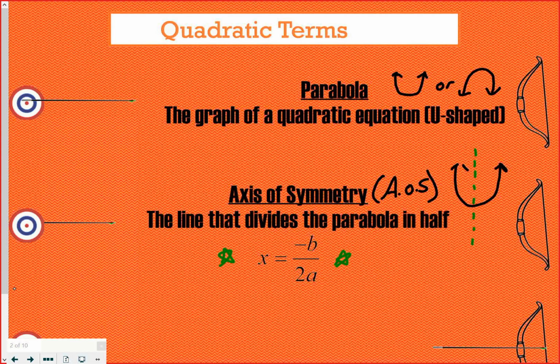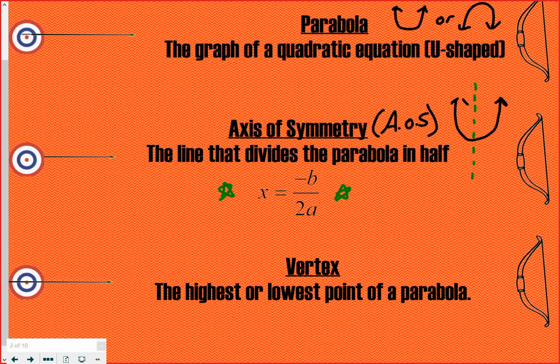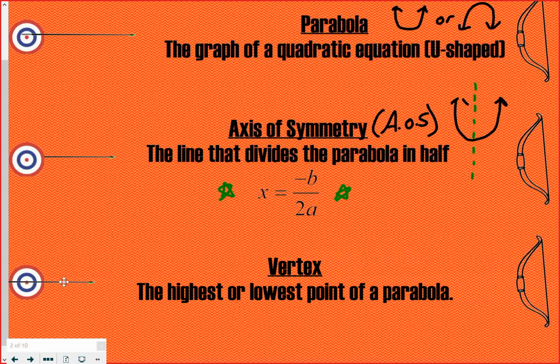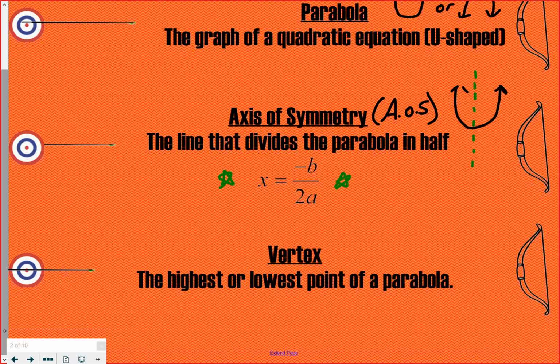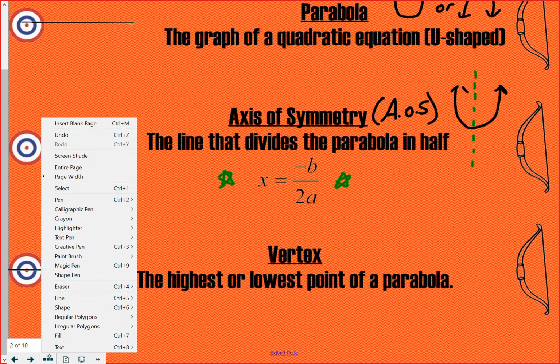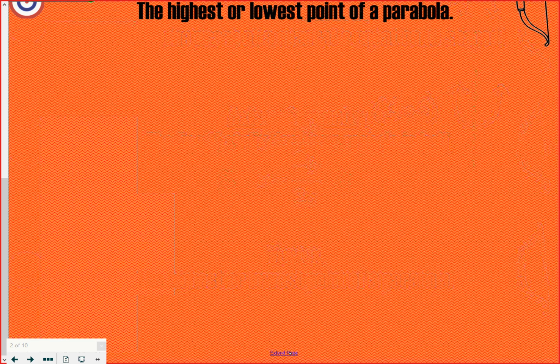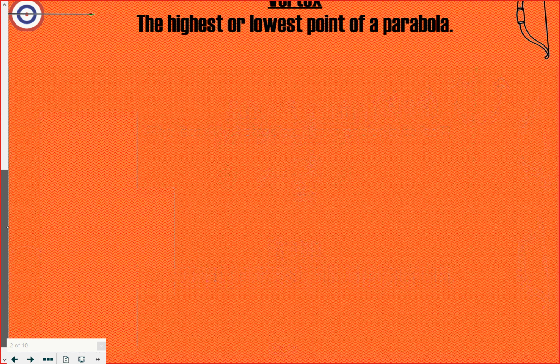The next piece that we're going to talk about is the vertex. The vertex is the highest or lowest point of the parabola. Every parabola has a vertex, no matter what. So once again, I'll do some drawing here.